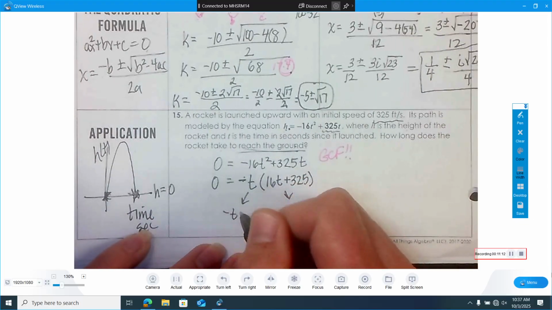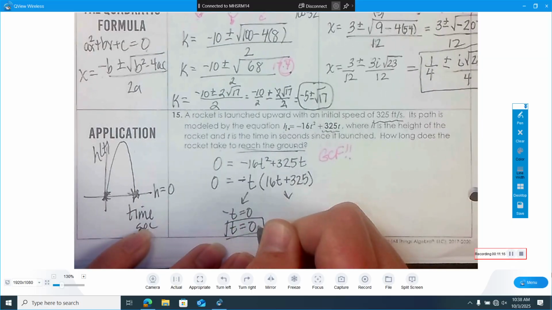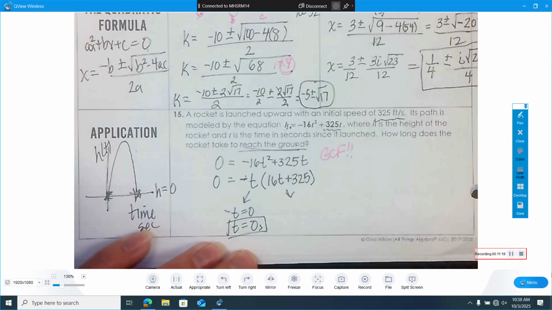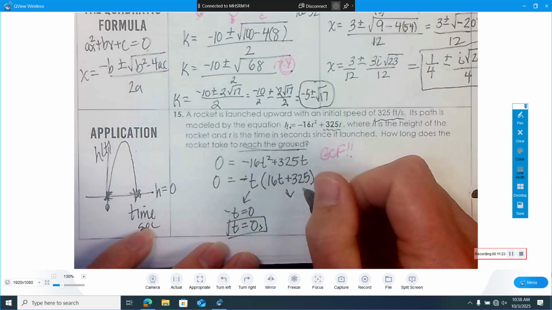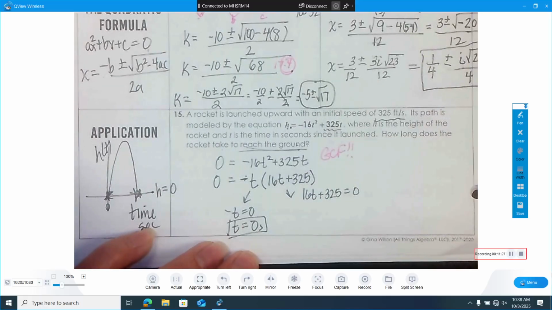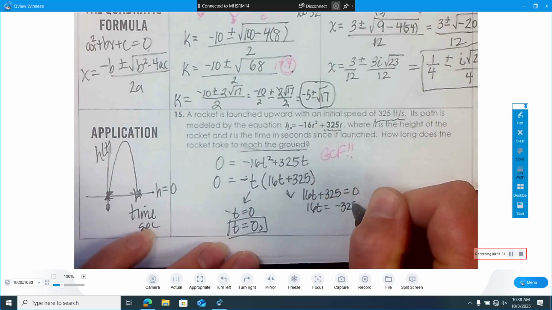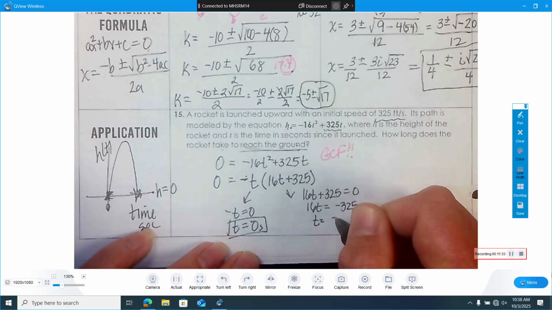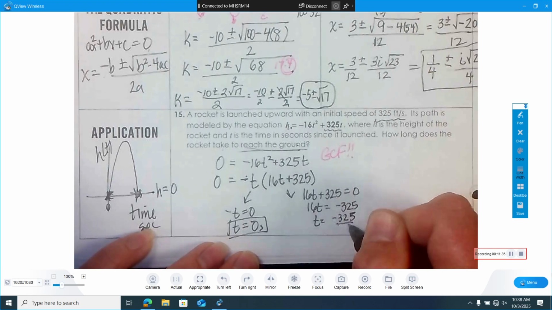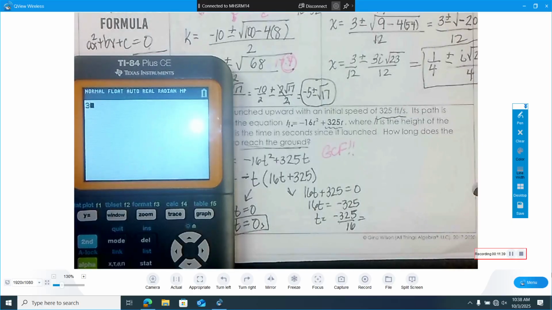So I have negative t equals 0, which means 0 seconds. So that's the launch. At 0 seconds, it launched into the air. And then here, 16t plus 325 gets set equal to 0. So I'd have to subtract 325 and then divide by 16. And 325 divided by, oh, that's weird.